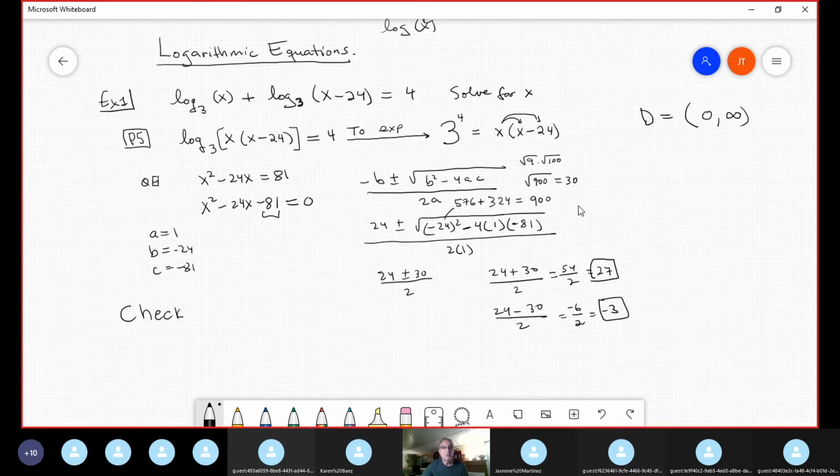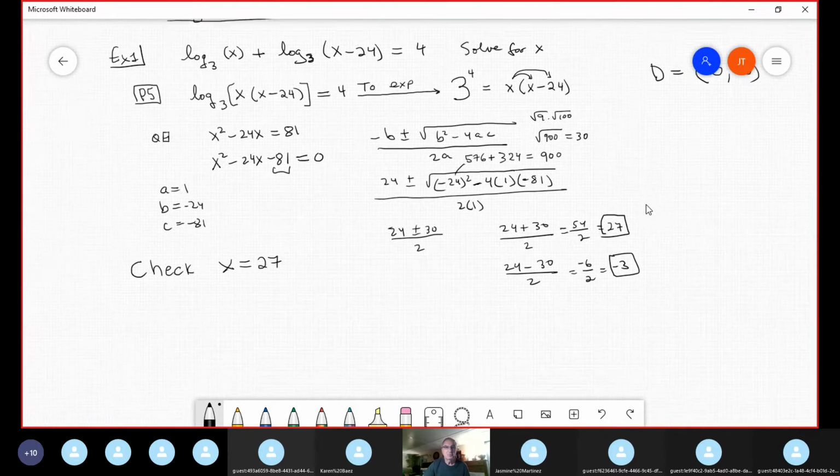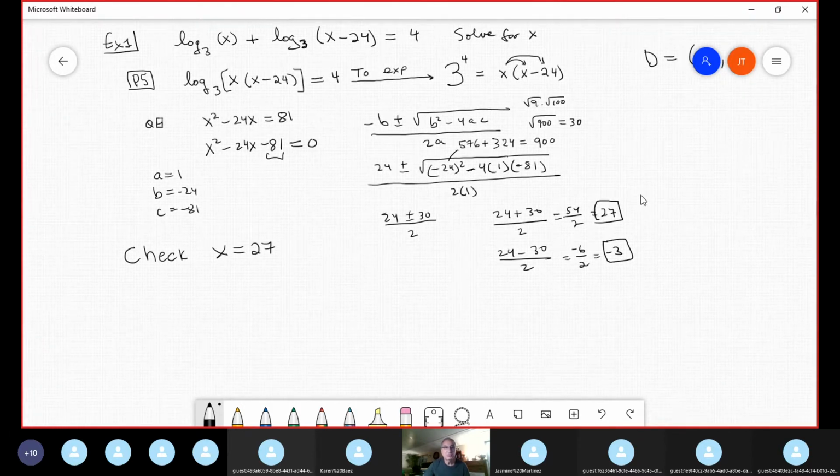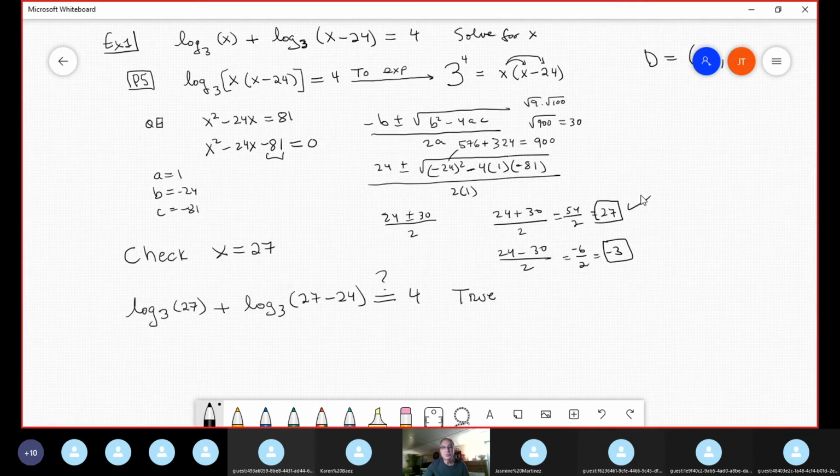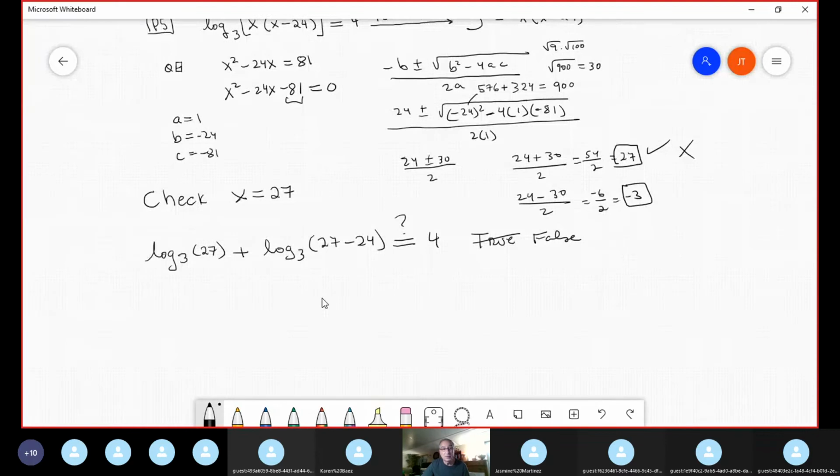Checking 27. Okay. No problem. So I copy the original equation. The logarithm base 3 of 27 plus logarithm base 3 of 27 minus 24 should be 4. I am forcing this. If this statement is true, 27 is a solution. If this is false, 27 is not a solution. Okay, let me try. Using my common sense or the calculator it is possible to find.